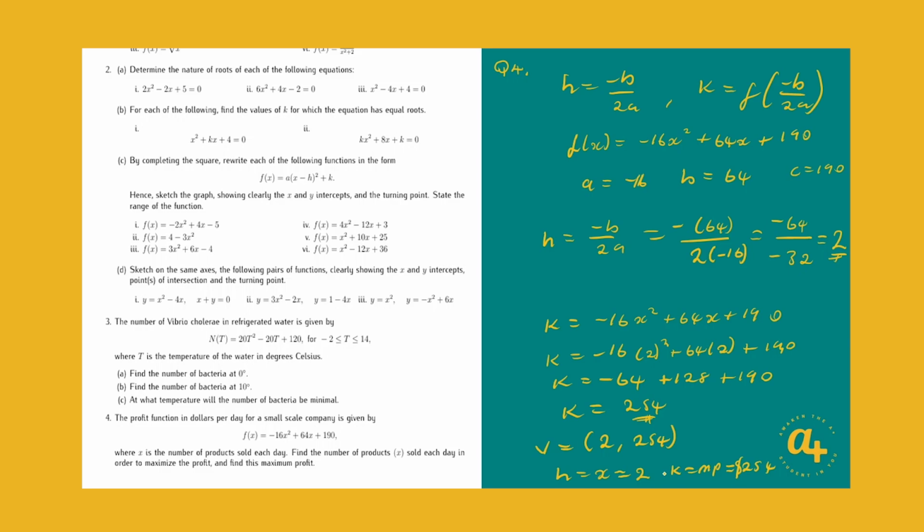So you can basically find a proper way to just write down your answer. You do not need to do the whole h equals x equals 2 and k equals MP equals 254. Your lecturer might be confused when marking your paper or something like that. So you can just go ahead and say the number of products x that we need to sell each day in order to maximize profit is equal to 2, and the maximum profit is equal to $254. I think that suffices. So this is basically how we can solve this particular question using the second method, which involves using the vertex formula to find the vertex. And once we find the vertex, we know what our h is and we also know what our k is.